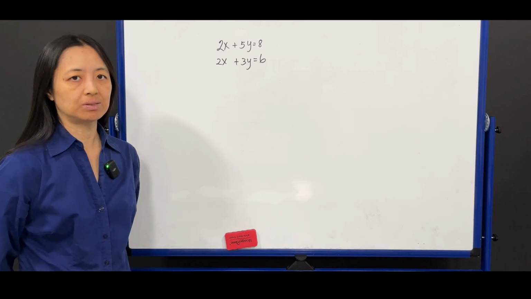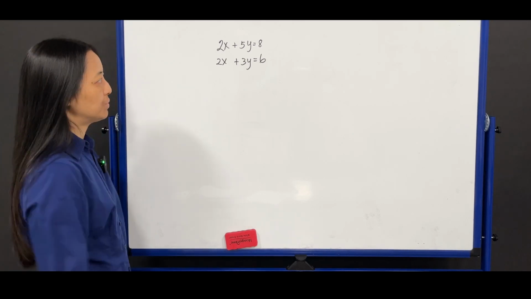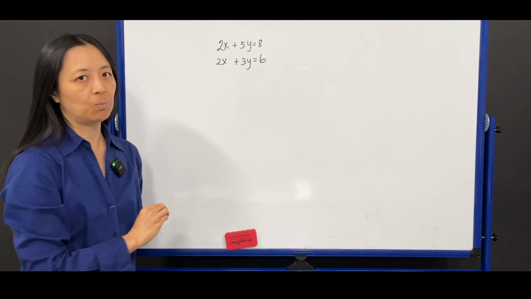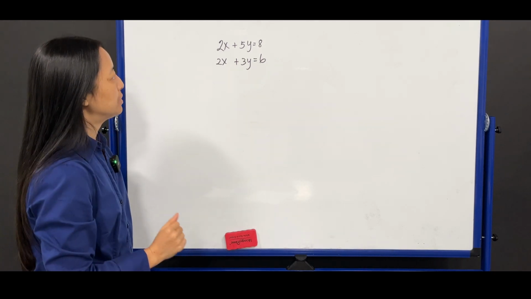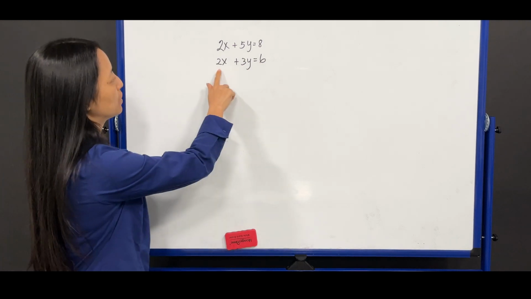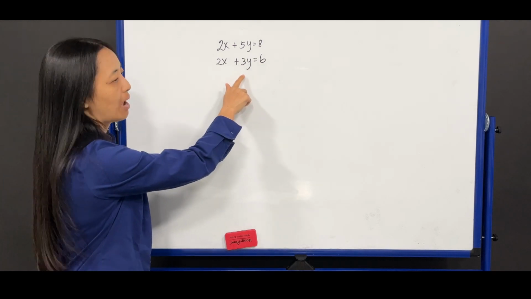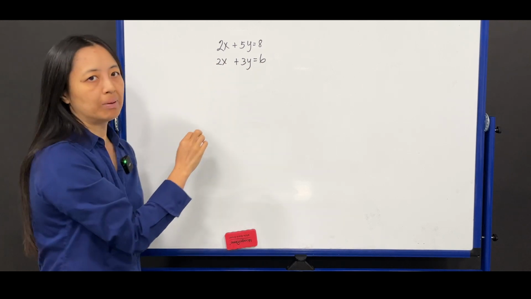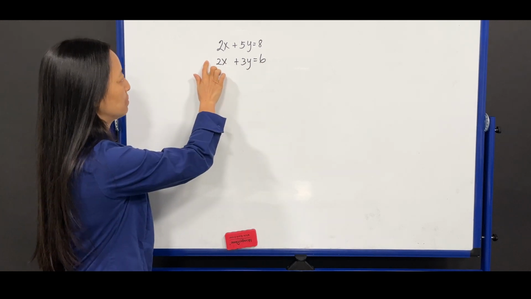Solve systems of equations using elimination. We have two equations and two variables, x and y. We want to be able to eliminate one of the variables. To do this, we need one of the variables, either x or y, to have the same coefficient in both equations, but the signs are opposite of each other.